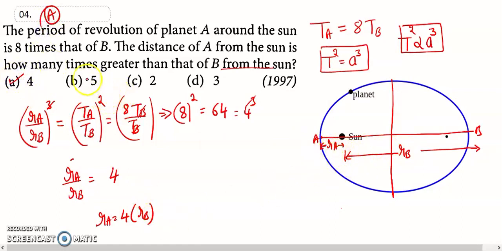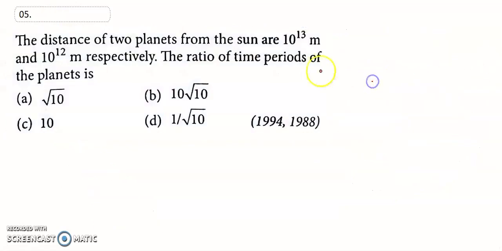So let's move to the next question, question number 5. The distances of two planets from the Sun are 10 to the power of 13 meter and 10 to the power of 12 meter respectively. The question asks for the ratio of the time periods. So the distances are R1 and R2.